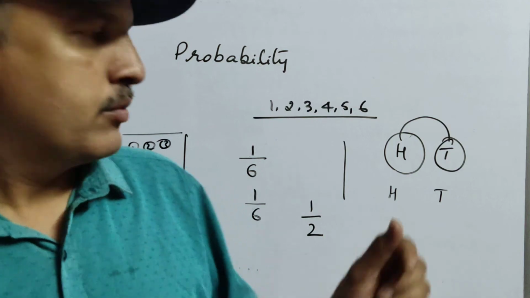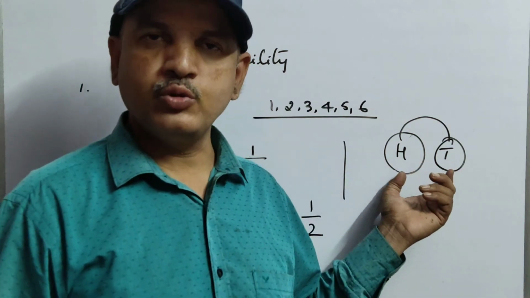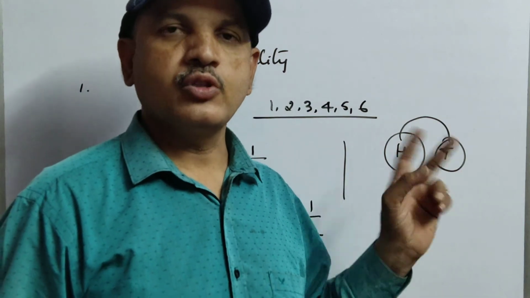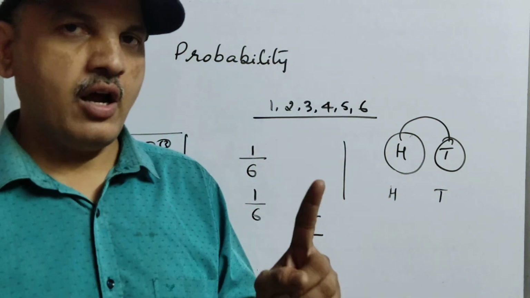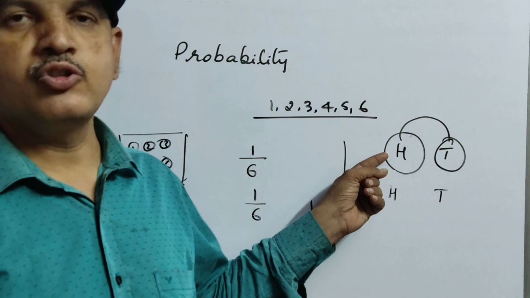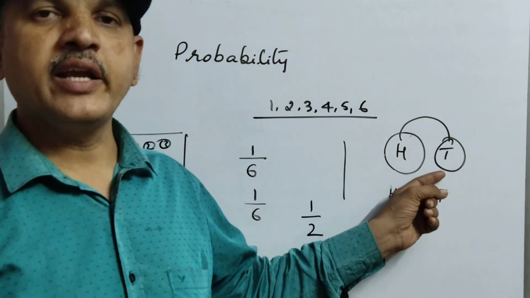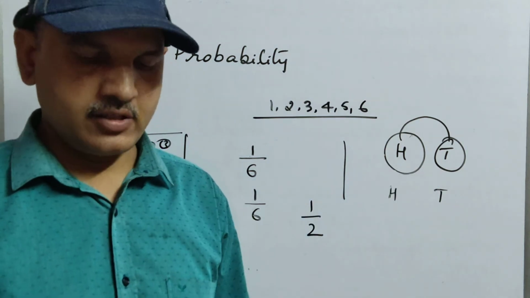Why 1 by 2? Because the coin contains only 2, that is head or tail. So the chances are 2, but 50-50 chances means half. That's why 1 by 2. Either you get head or you may get tail. So half is the answer.